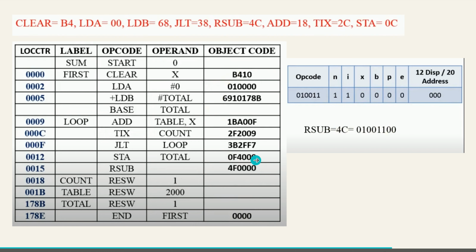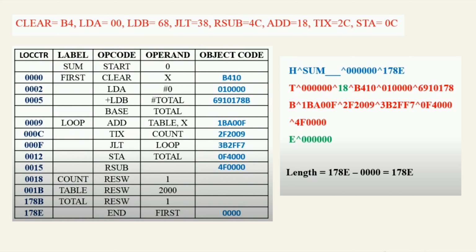Using these object codes, we are going to generate the object program. Correct. Object program we will be generating. How do we generate that? See, it is always represented using these records: header record, text record, end record. These are the basic records using which the object program will be generated. Okay. So first is the header record. It is denoted by H.